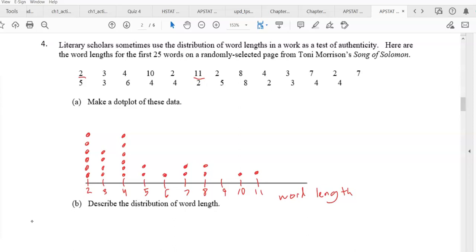Okay, so we made the dot plot. That's great. Describe the distribution of word length. So you want to hit all the big things. So we're going to say that the distribution of word length is skewed right. So I'm just going to write skewed right, but I hope you heard that sentence. Skewed to the right is the shape.